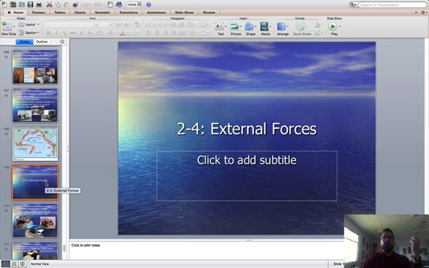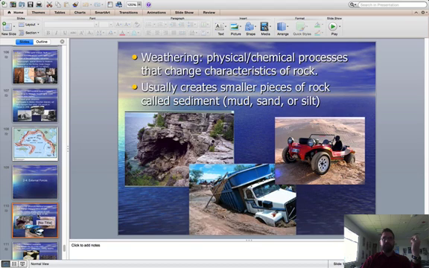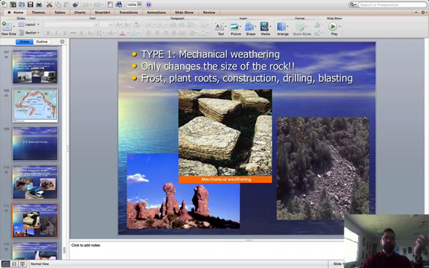All right, external forces, this last section. So weathering is just the process of rocks breaking down, basically. You need to know what causes weathering and erosion. First off, you get mechanical weathering. This is like frost, plant roots, things like that that can change the size of rocks.